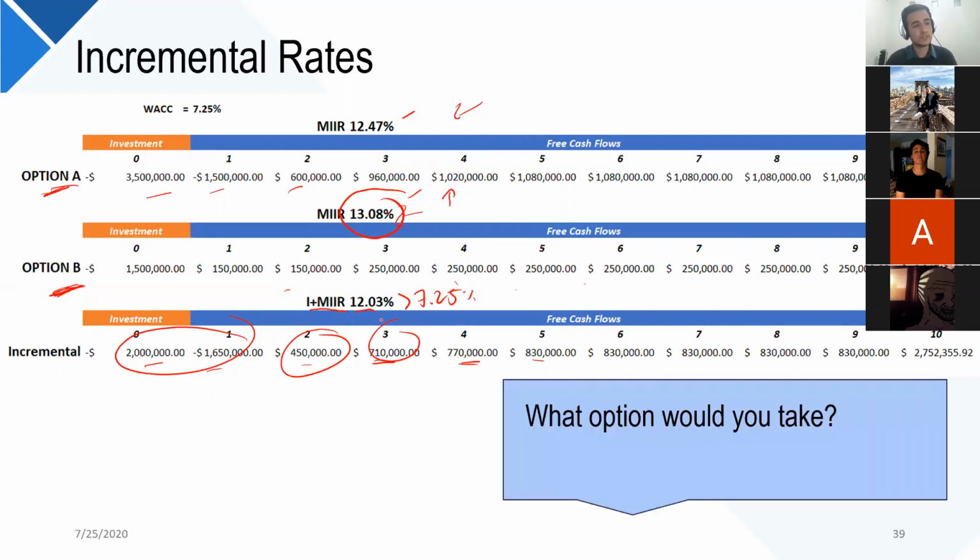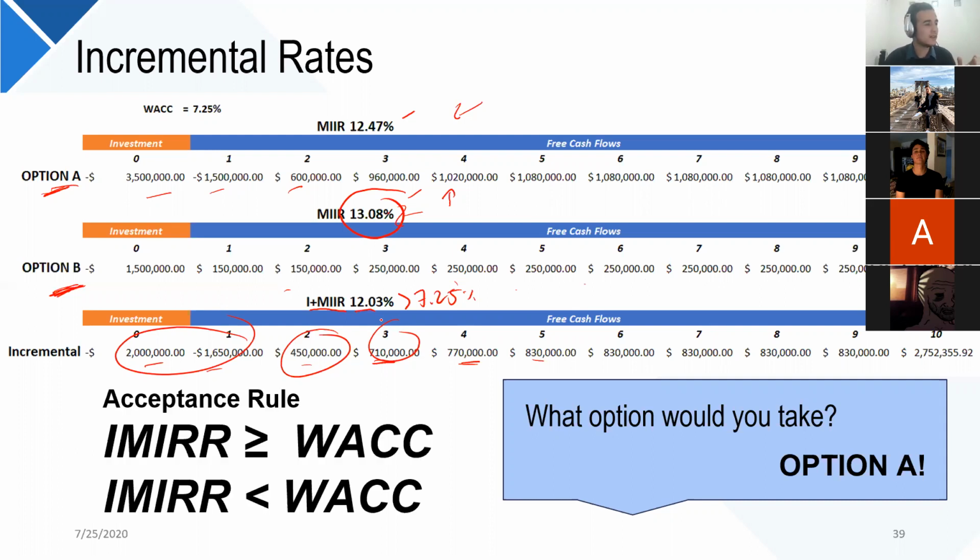So what option will you take? Will you take option A or will you take option B? Knowing now that the incremental cash flows actually yield a greater rate of return than the WACC. We will take option A. Why? Because the incremental rates comparison is actually greater than WACC, okay? The opportunity cost rate is greater than WACC. That is the incremental rate of return.